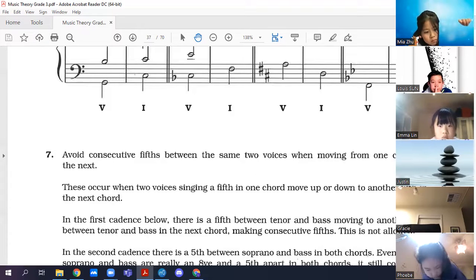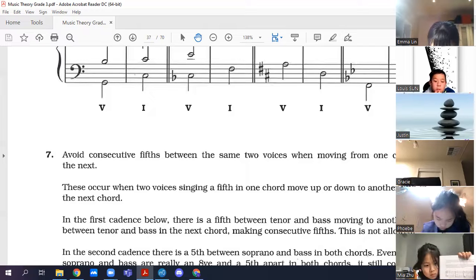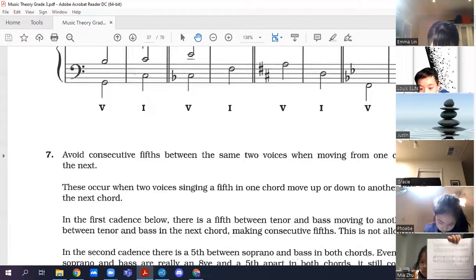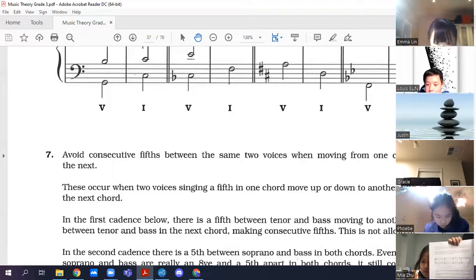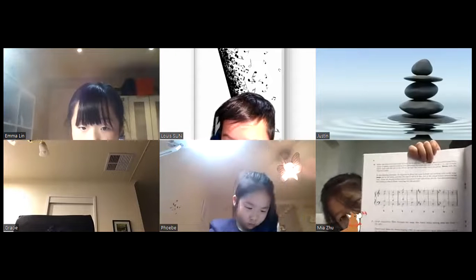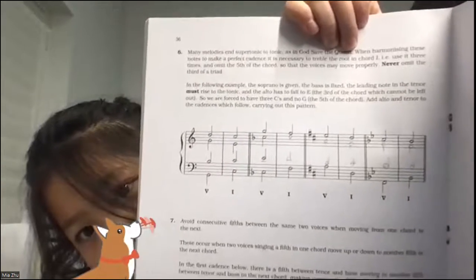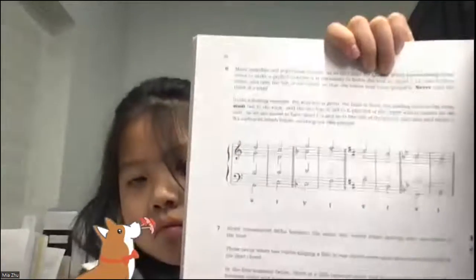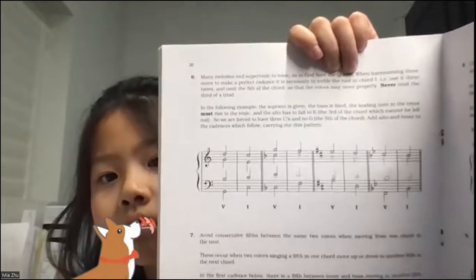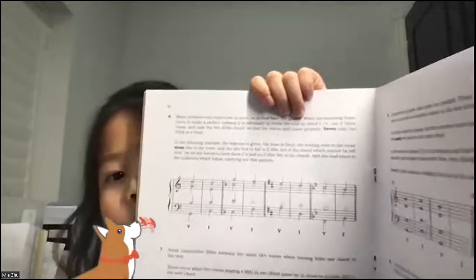Mia, turn off your background, please. I can't see that. Could you bring that closer? Wait a second. So, right. Firstly, some of the core notes are actually wrong. So could you check those?